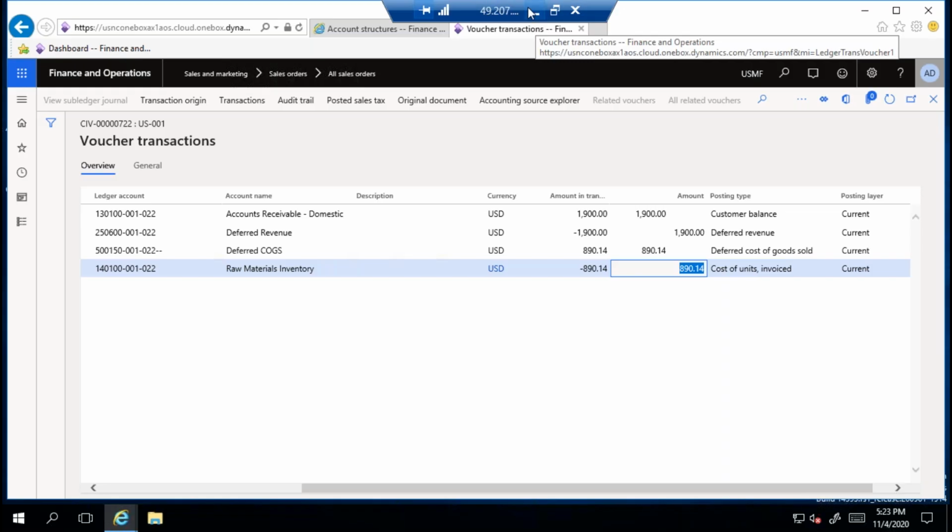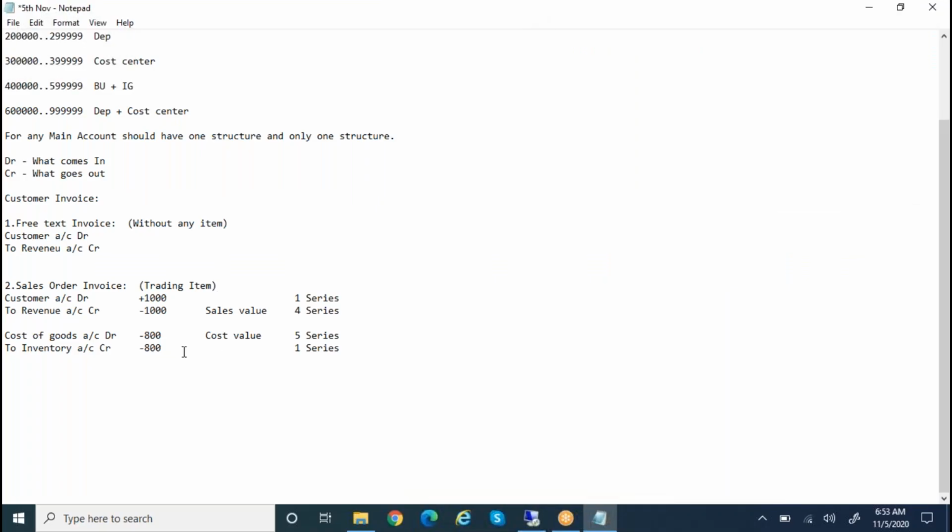So the inventory value is called cost of units in D365. In 2012, you will find inventory issue, or just ISSUE. Issue means inventory issue. But whereas in D365, it was renamed as cost of units. Understood? Any doubt here?